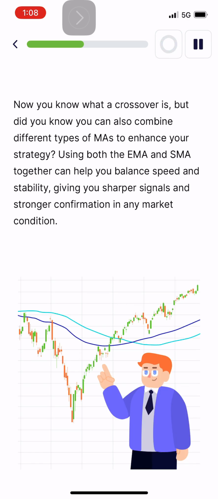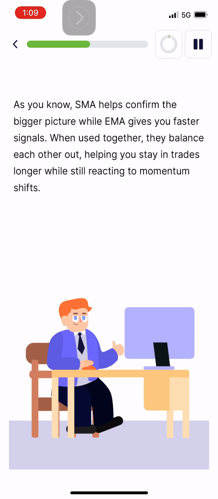Now you know what a crossover is, but did you know you can also combine different types of MAs to enhance your strategy? Using both the EMA and SMA together can help you balance speed and stability, giving you sharper signals and stronger confirmation in any market condition. As you know, SMA helps confirm the bigger picture while EMA gives you faster signals. When used together, they balance each other out, helping you stay in trades longer while still reacting to momentum shifts.